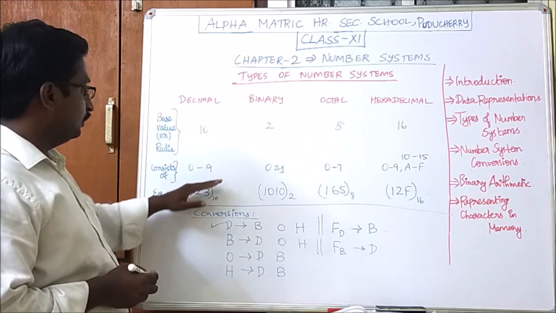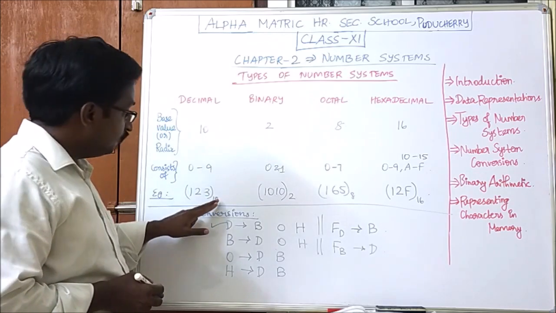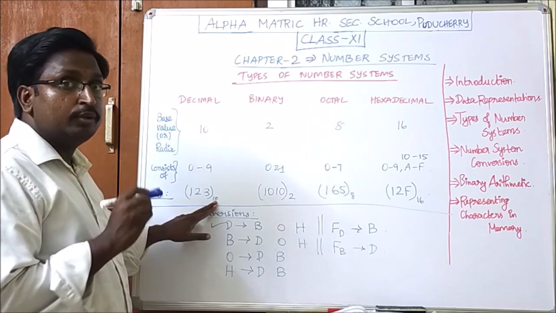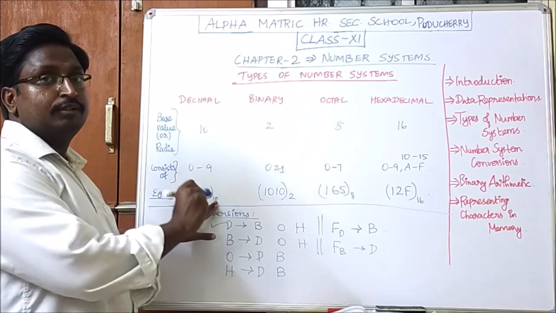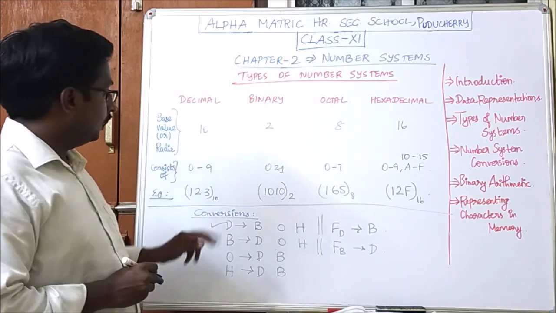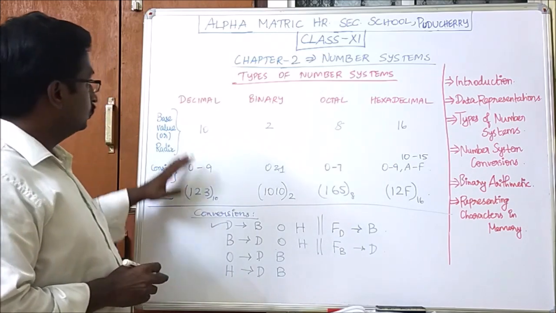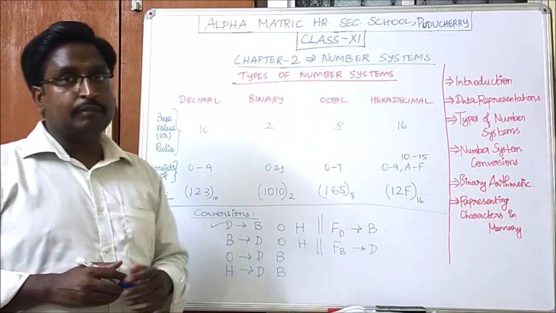So the number will be from 0 to 9, and here we have to mention the base value. With this base value only, we can identify whether this number system belongs to decimal or binary or octal or hexadecimal. Okay, mentioning the radix is most important. So this is all about the types of number system.